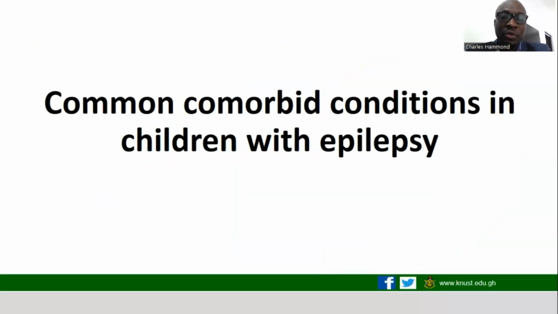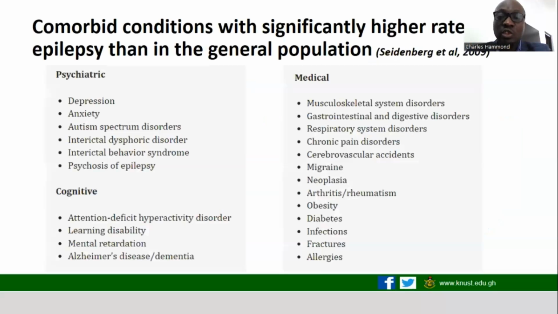Now we would want to look at a few common comorbid conditions in children with epilepsy. So I want to highlight this table from the study that I earlier cited, and they did a very good job by classifying the comorbid conditions into psychiatric, cognitive, and medical comorbid conditions. And I would highlight a few of them because they are of importance to pediatricians and pediatric neurologists. And these include depression, anxiety, autism spectrum disorder, and then under the cognitive comorbidities, you want to talk about attention deficit hyperactivity disorder and learning disability, mental retardation.